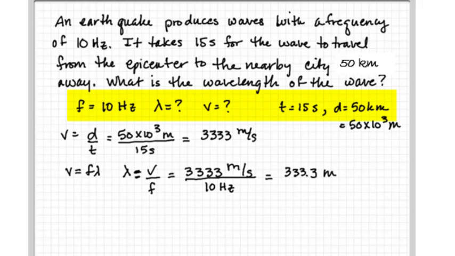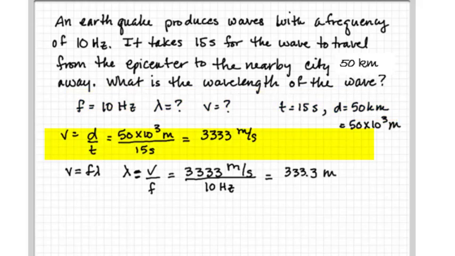If you think back to earlier lessons, velocity is distance over time. We know how far the wave traveled, that 50 kilometers. So we change that to 50 times 10 to the third meters. And we divide it by the time it took to travel, which is 15 seconds. So we end up with 3,333 meters per second is the speed of that earthquake wave.